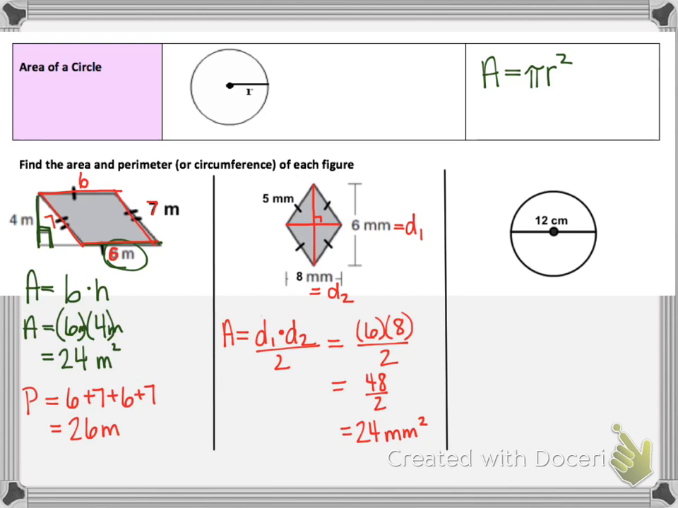Oh golly, I used up all my room on the area. Well, it shouldn't be too hard to find the perimeter. So the perimeter here, we can see that one of my sides is 5 and all the other sides are also marked congruent. So all of these guys are 5. So when I find my perimeter, I've got 5 plus 5 plus 5 plus 5, or 4 times 5, which is 20. It'll be 20 millimeters.